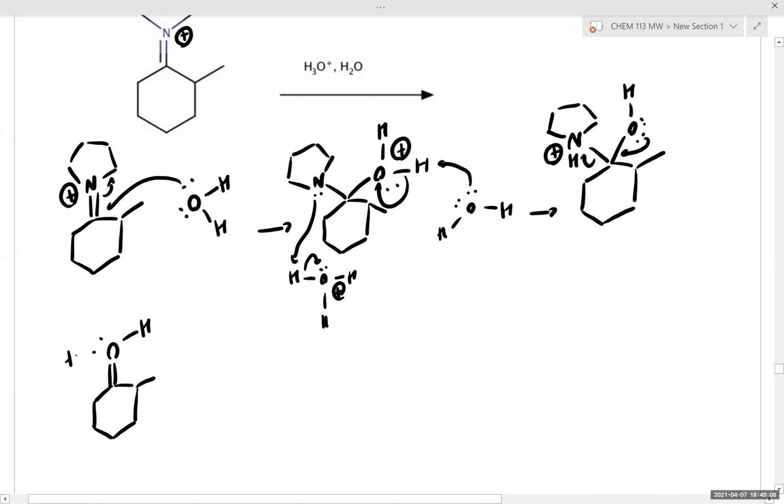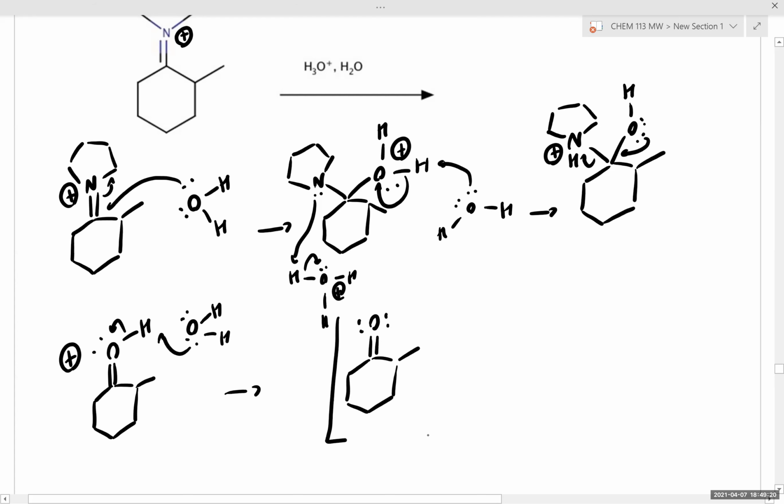Let's showcase that last step, re-annotating that last step. And that in turn gives us our final product. Does this example make sense to everyone?